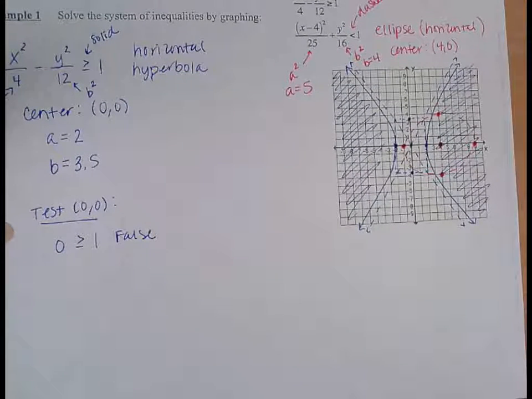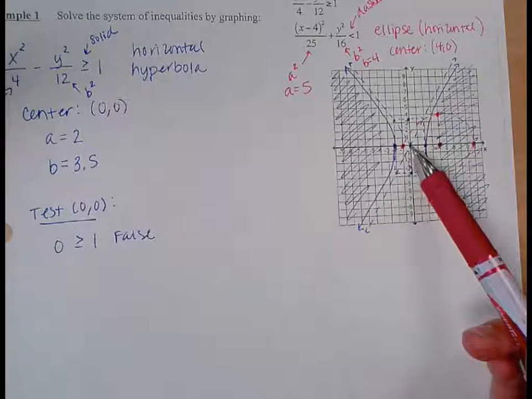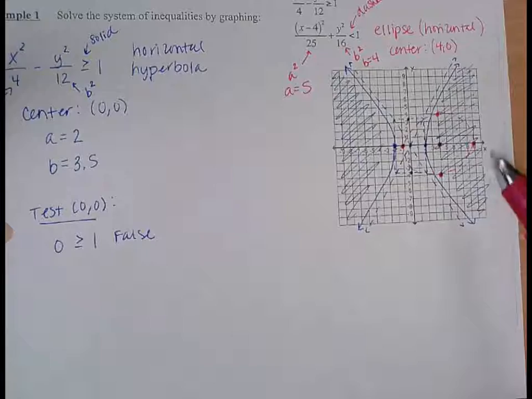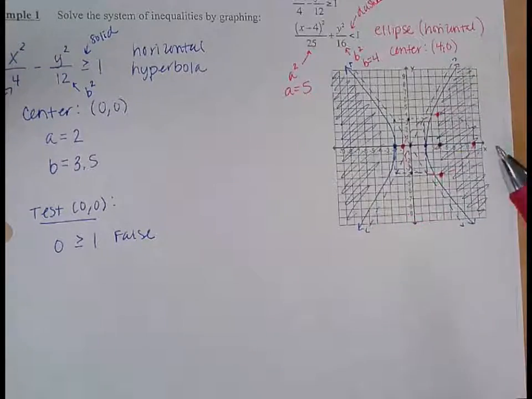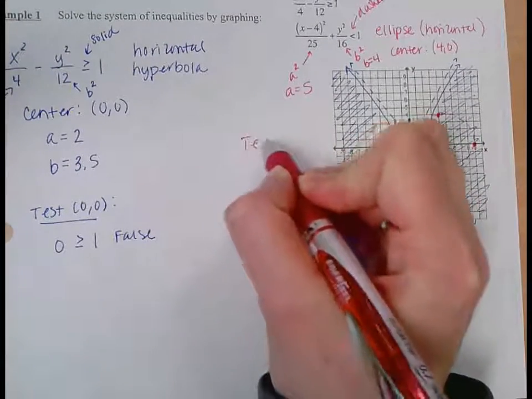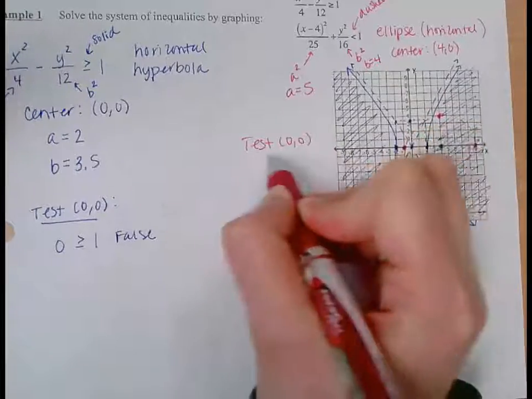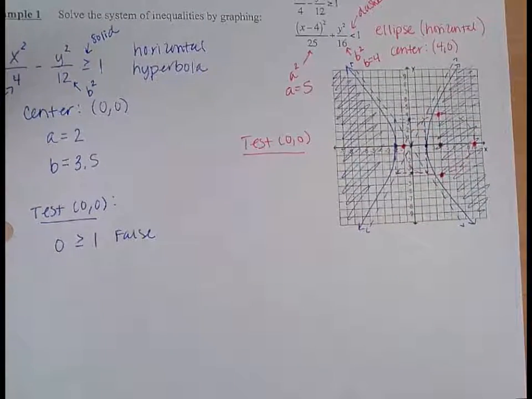And then we still need to test a point for the ellipse. So again, (0, 0), so either you're going to be shading inside of the ellipse or everything outside of it. (0, 0) we can still test because the ellipse doesn't go through it.